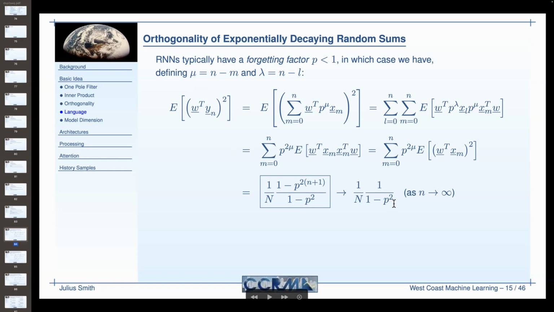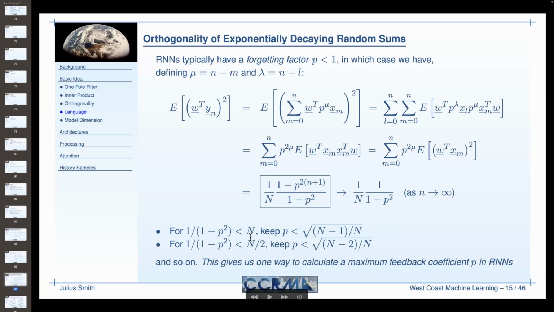So it's kind of the same idea, but at least it's got a formula that you have control over with your feedback coefficient. You can say things like, if I want my effective length to be less than the model dimension n, then I just need my feedback coefficient to be less than the square root of (n minus 1)/n. And I can also have it be less than n/2 by keeping it below the square root of (n minus 2)/n. So this is very easy. That's very, very close to 1. It's not a bad restriction, because this is the model dimension. It's at least thousands, if not hundreds of thousands.